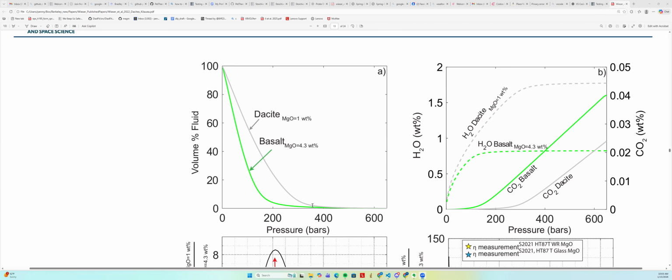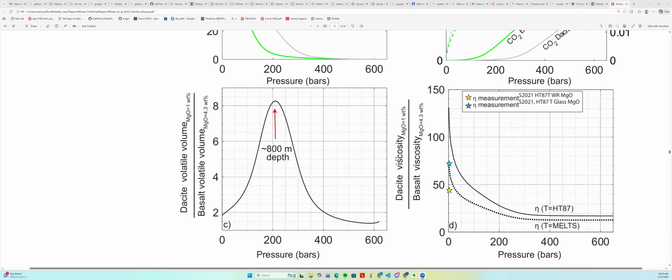Similarly, we won't show this today, but you can also track viscosity as you ascend. Here we're showing the viscosity of the dacite divided by the viscosity of the basalt as you ascend towards the surface. Depending a little on what temperature you use, whether a melt temperature or an empirical temperature, you get between about 50 and 150 times more viscous.